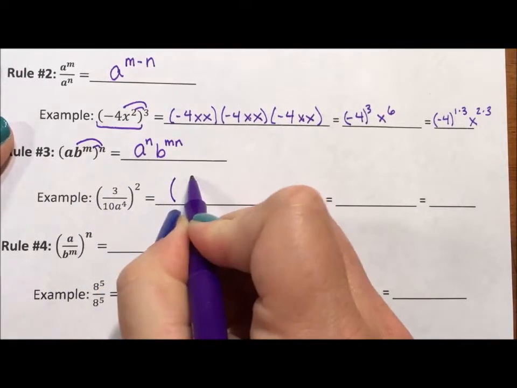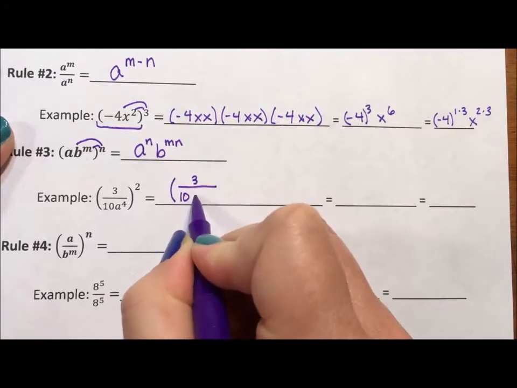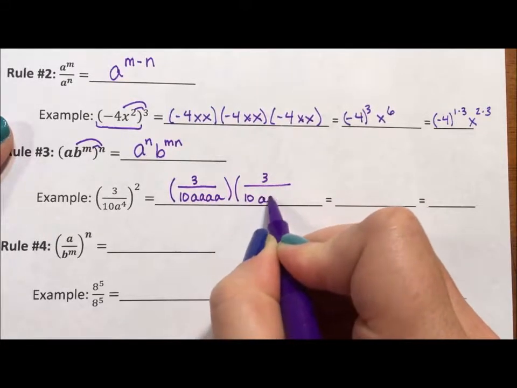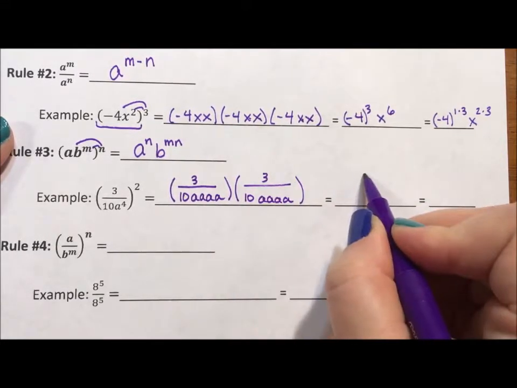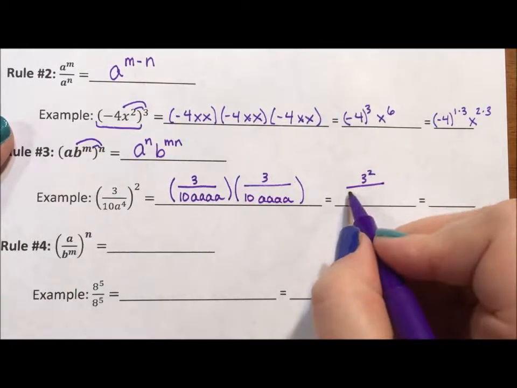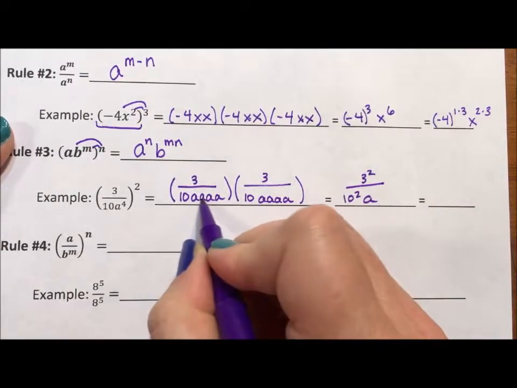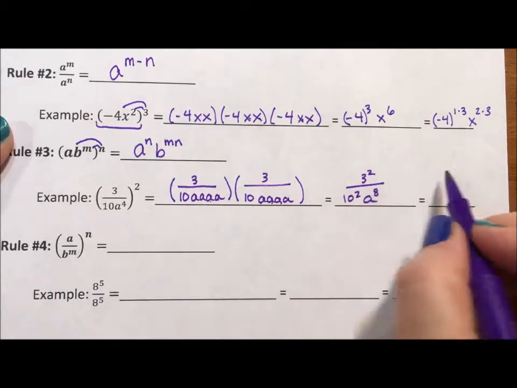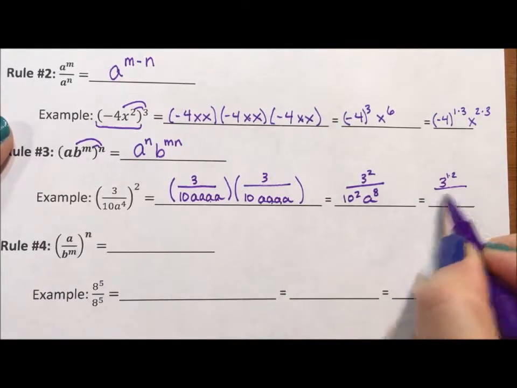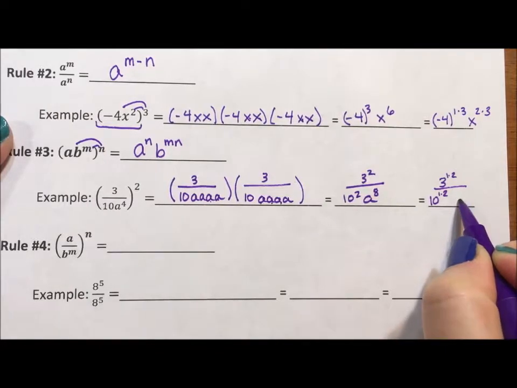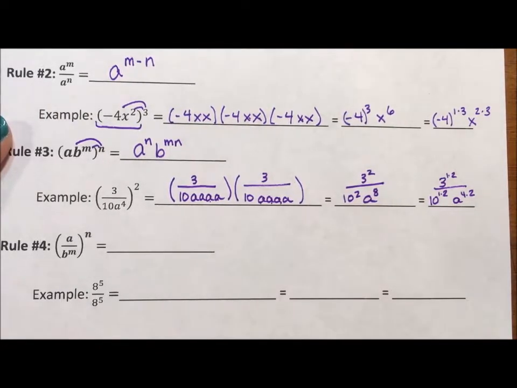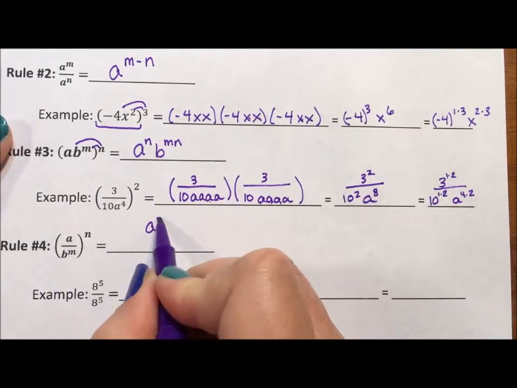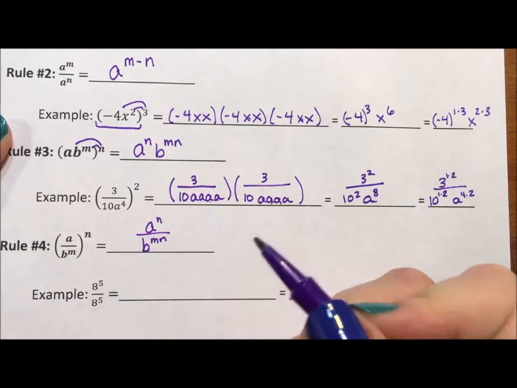This, if I expand it, is 3 over 10 a, 3 over 10 a, which is really 3 squared over 10 squared a to the 1, 2, 3, 4, 5, 6, 7, 8, which again is that same idea. It's 3 to the 1 times 2, 10 to the 1 times 2, a to the 4 times 2. It's the numbers that often get skipped. So this n multiplies into both the numerator and denominator, a to the n divided by b to the mn.